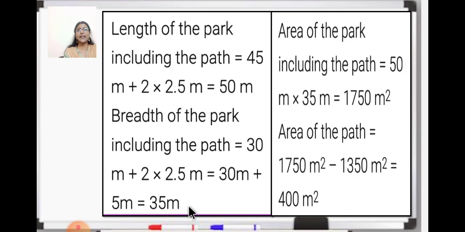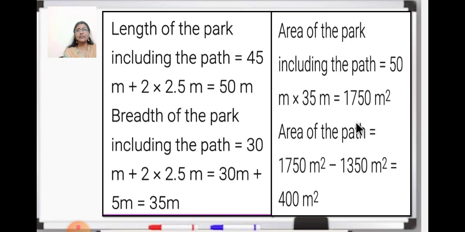So now we need to find out the area of the larger, that bigger rectangle. That is the area of the park including the path. Here we got length as 50 and breadth as 35. So you will multiply these two values. When you multiply, you will get this area.